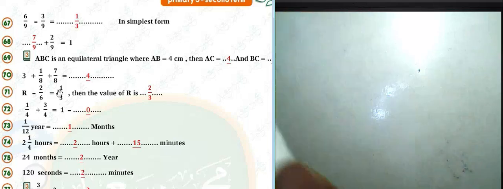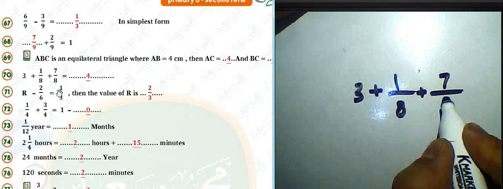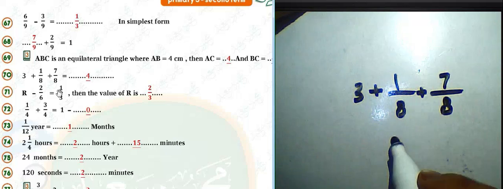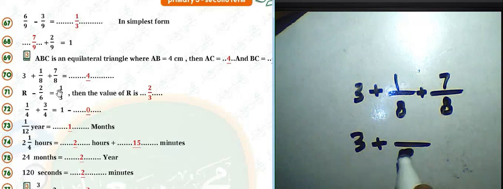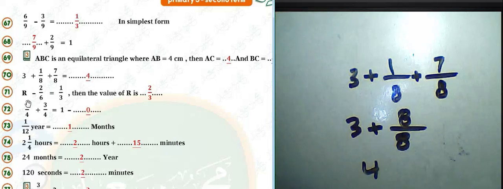To the same fractions here. 3 and 1 over 8 plus 7 over 8. Write 3 here, and 8 in the denominator. 1 plus 7 equals 8, 8 over 8 equals 1, 1 plus 3 equals 4. Write 4 here.